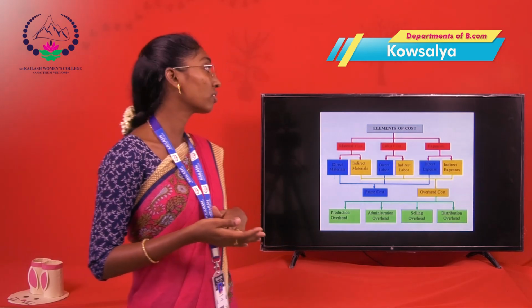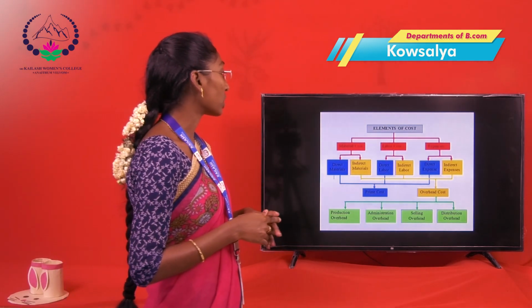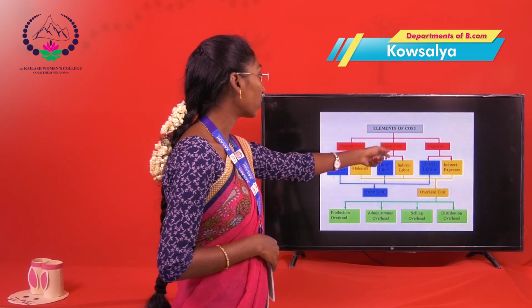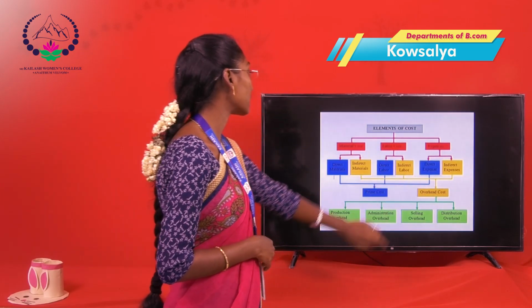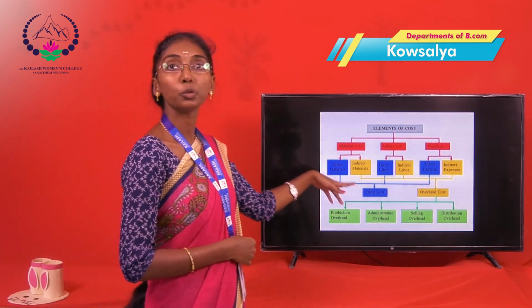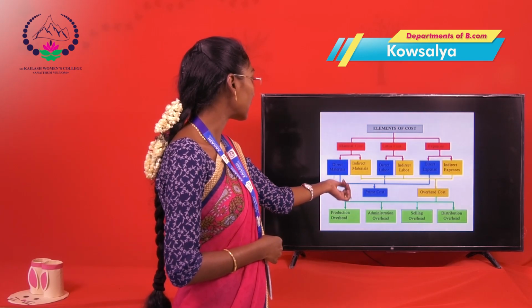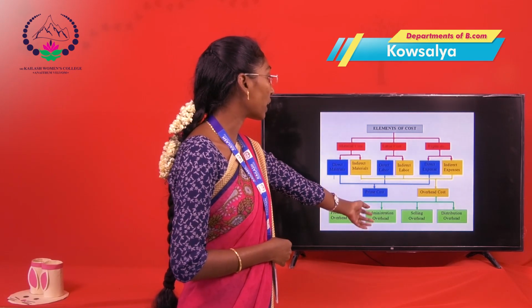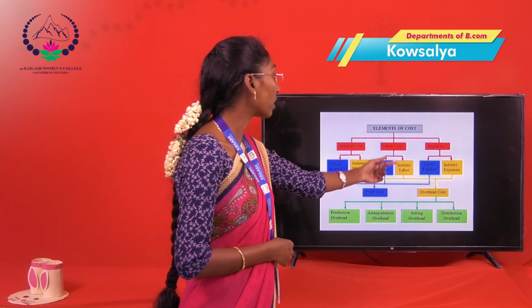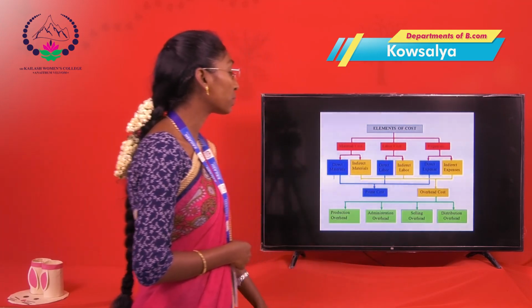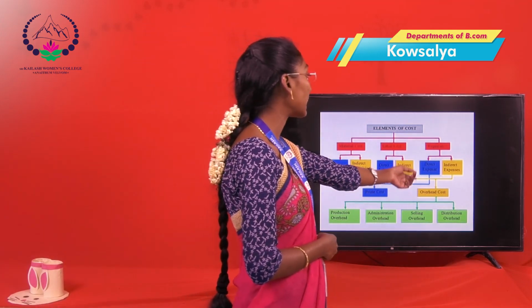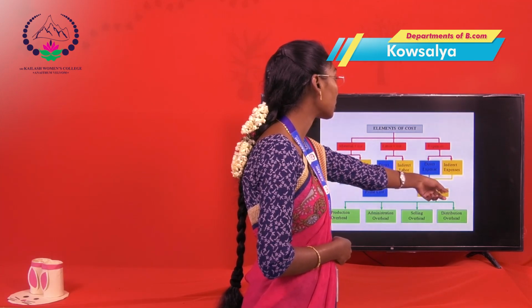Next one is elements of cost accounting. There are three elements of cost accounting. First one is the material cost, second one is the labor cost, third one is the expenses. Material cost can be divided into two types: one is direct material, another one is indirect material. Labor cost can also be divided into two types: direct labor and indirect labor. And the expenses can also be divided into two types: direct expenses and indirect expenses.